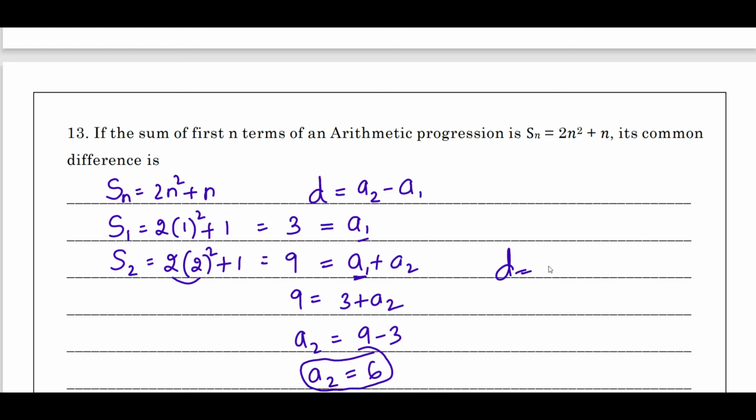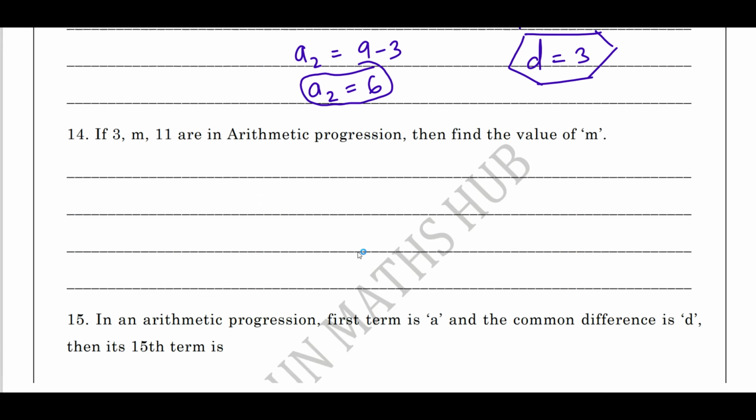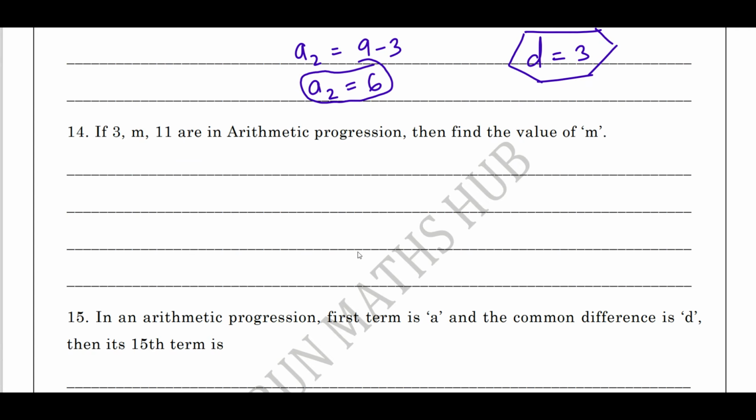Now what is D? D equals A2 minus A1, which is 6 minus 3. D equals 3. We got the common difference as 3. Now it is the same idea, that the middle term is the average of the preceding and the succeeding term. M equals (11 plus 3) by 2. M equals 14 by 2. We get M as 7.